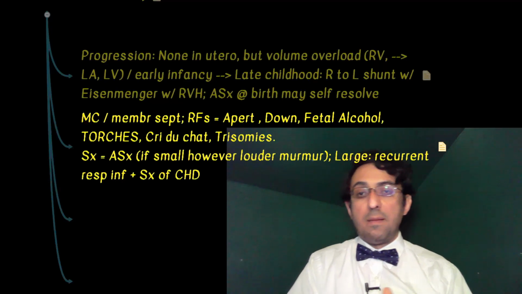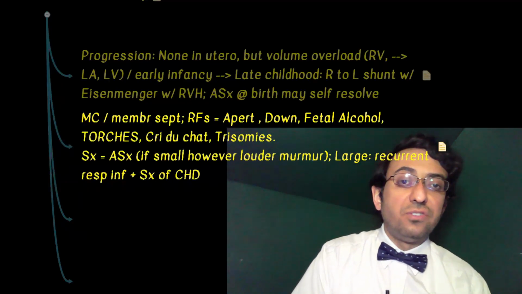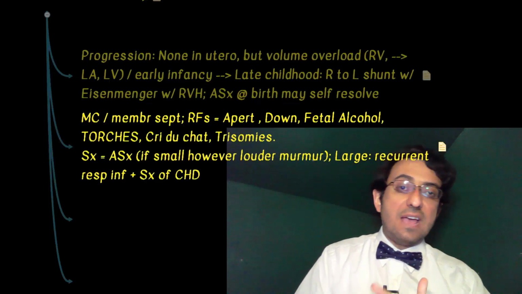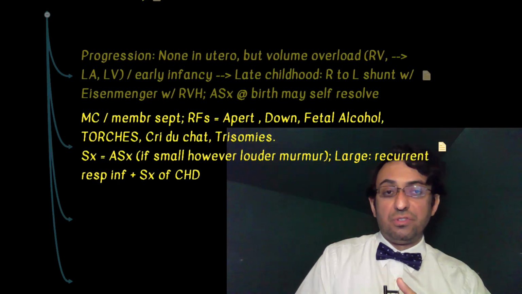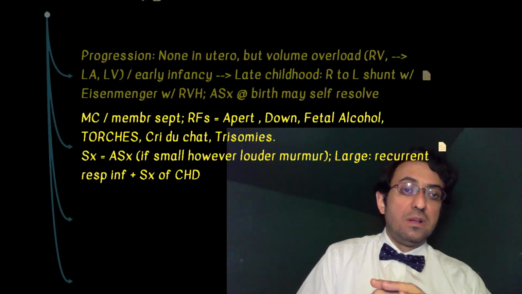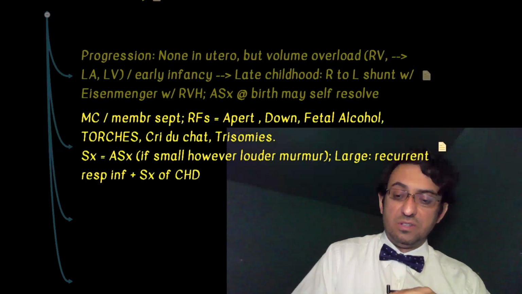Remember, the Holt-Oram association with ASD was memorized by ASD. That is, A for ASD, S for slow heart rate or first-degree block, and D for deformities in the bone, absence of the radius, and carpal bone deformities.